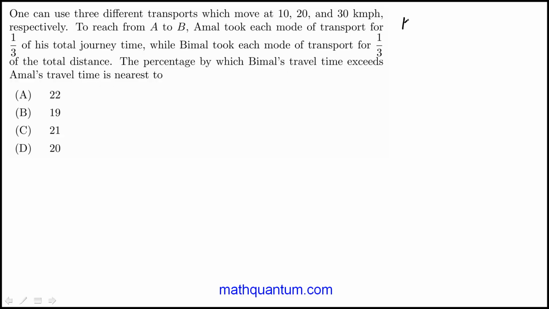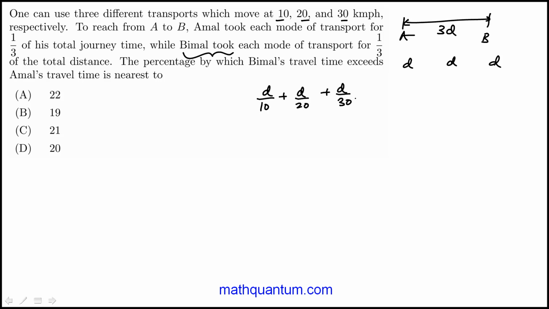So here I can say that the distance from A to B is, let's say, 3d. And that makes the case of Bimmel easier because he is taking each one of these modes for d kilometers and d kilometers. So the time it would take for each of these legs would be distance divided by the rate. So d over 10 plus d over 20 plus d over 30. So that's the time taken by Bimmel.